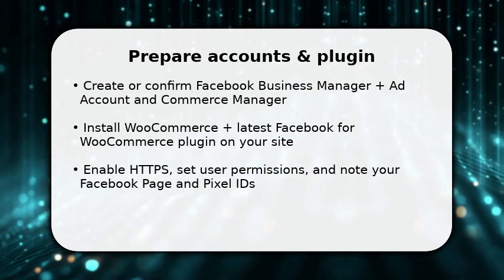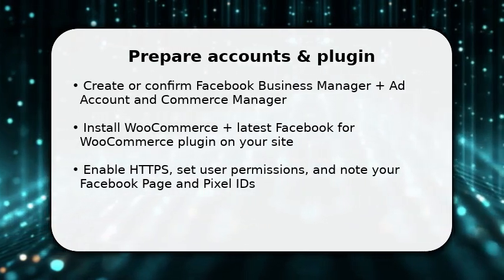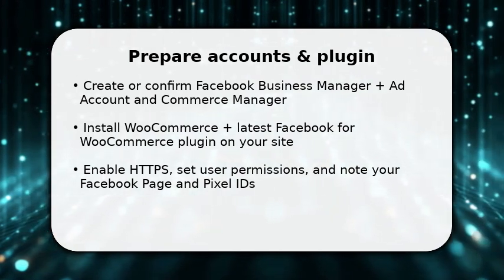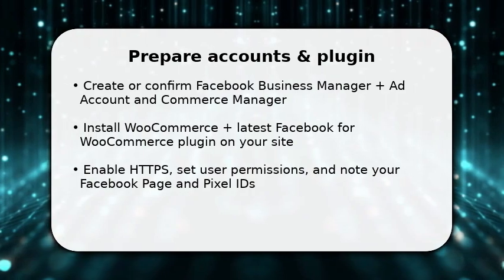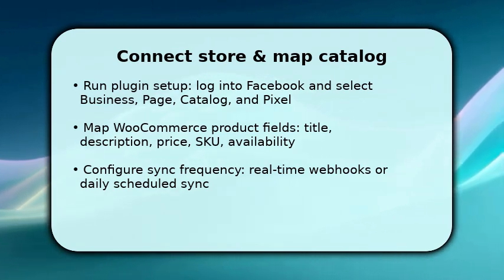Now activate the plugin on WordPress and open its setup wizard to begin linking stores, because the wizard automates many token and permission steps. Next, you log into the plugin setup and select the correct business manager, Facebook page, catalog, and pixel so products route to the right catalog.